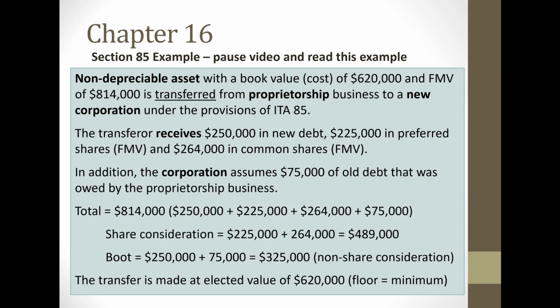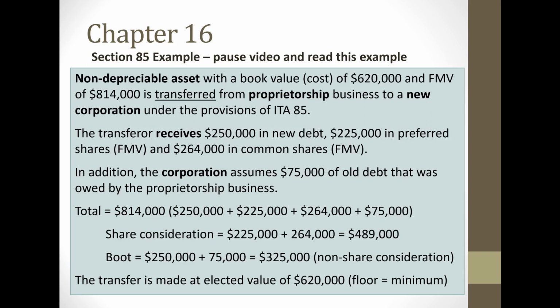We're transferring a non-depreciable asset that has a book value of $620,000, and the transferor is going to receive a combination of boot and also shares. Now, the total consideration is $814,000, and that consists of two types of shares: preferred shares and common shares, which have a total market value of $489,000, and also boot, which is new debt and also the assumption of old debt. So the total non-share or boot consideration is $325,000.